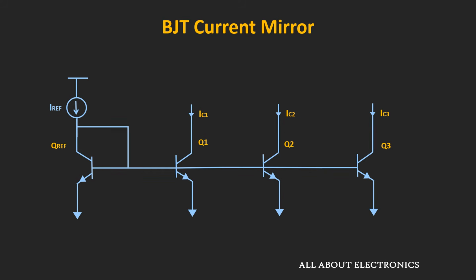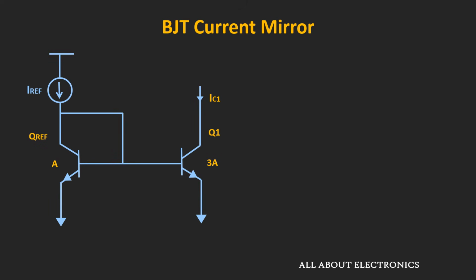Now in integrated circuits, the area is usually defined in terms of the area of the unit transistor. So here let's say A is the area of the emitter base junction of the unit transistor. So here the reference transistor has the area of A, while the area of the emitter base junction of this transistor Q1 is equal to 3A. So as we have seen earlier, in this case, the current IC1 would be 3 times the I reference.